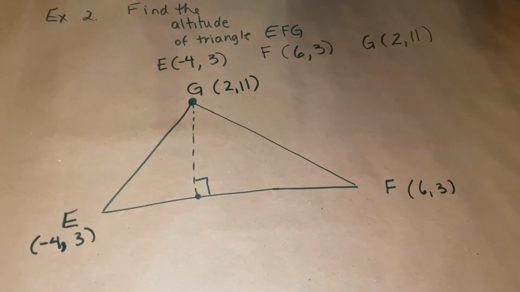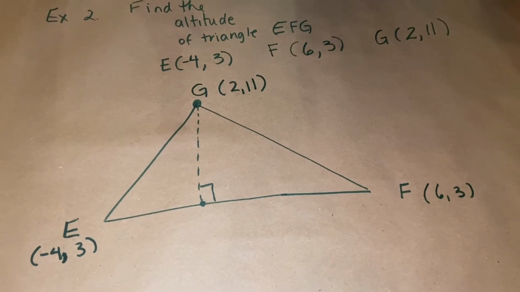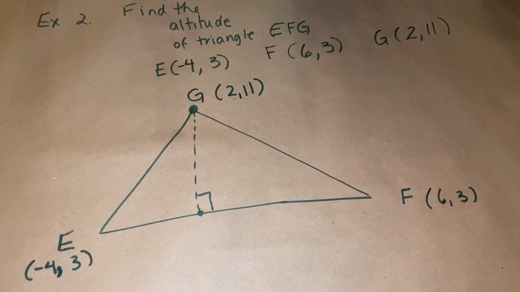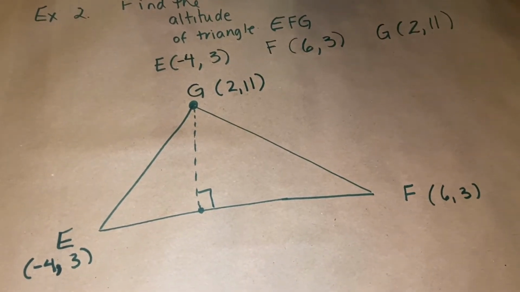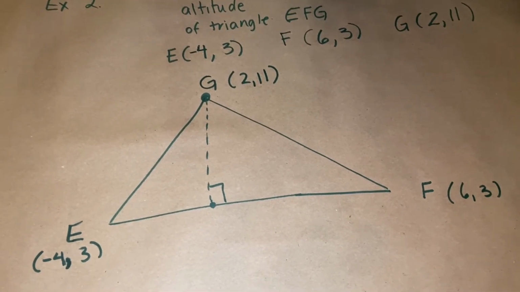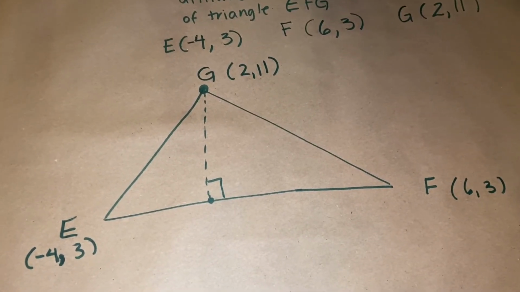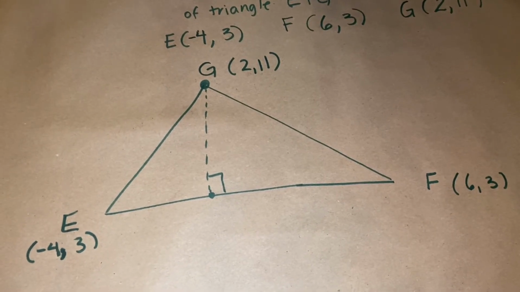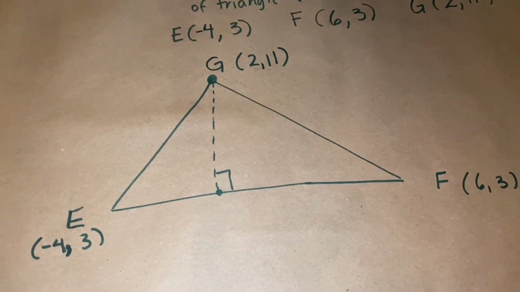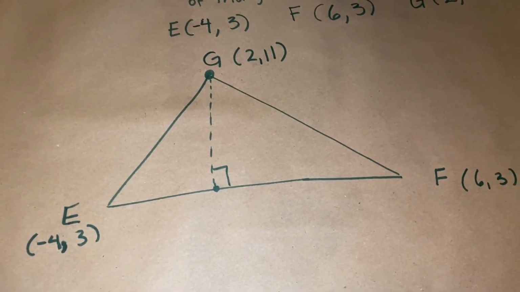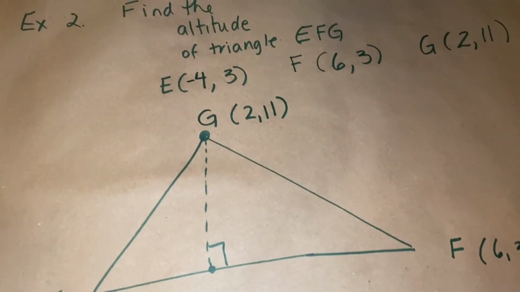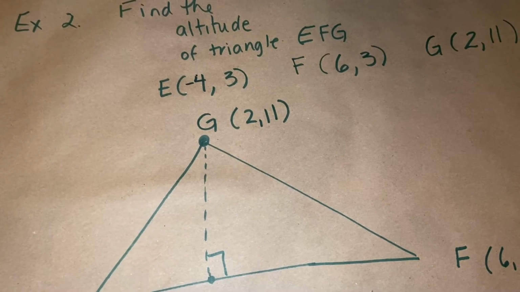Now this is actually a special triangle, and because it's special, it makes finding the altitude easier than it normally is. So for today's lesson, we're only going to look at triangles where the base is perfectly horizontal. And we can see that this base is horizontal because E is at -4, 3, and F is at 6, 3. The Y is not changing. The Y is 3 for both of those points. So that means the base is horizontal, which means finding the altitude is significantly easier.